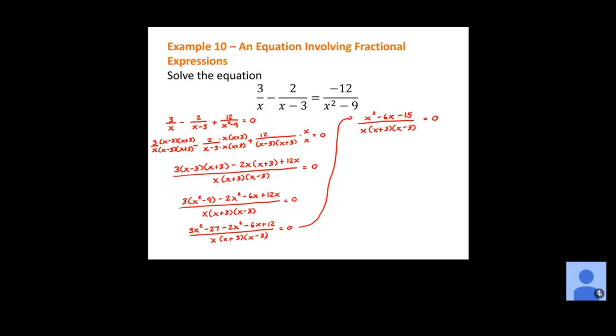Now we want to look and see if we can factor. Okay, so if I look at my numerator, x squared minus 6x minus 15, I'm going to try to factor that into two binomials. Factors of x squared are x and x.